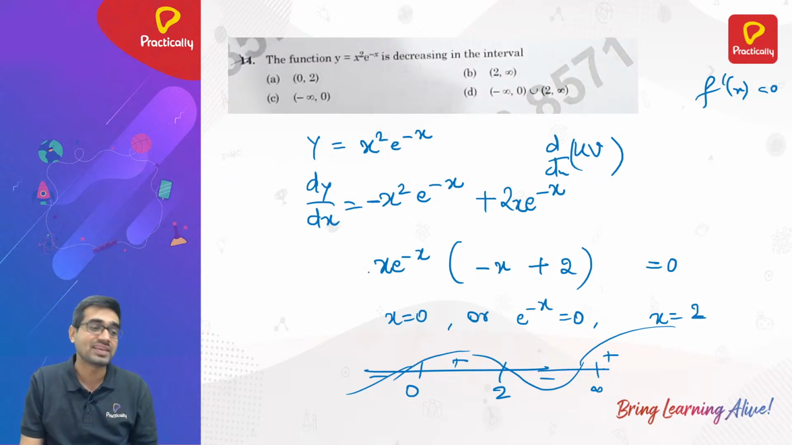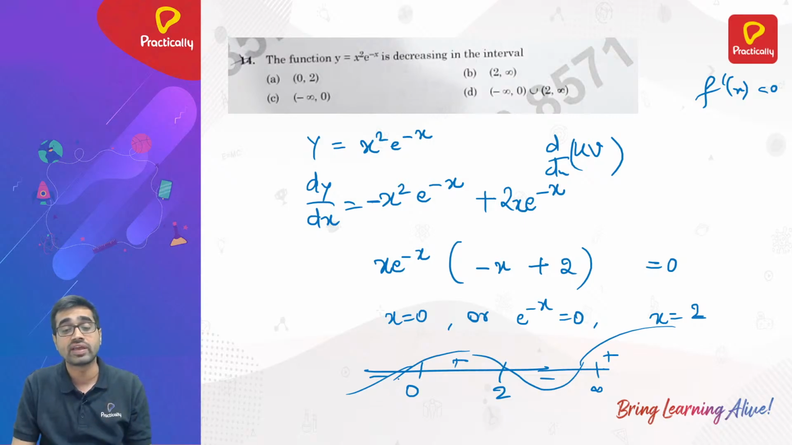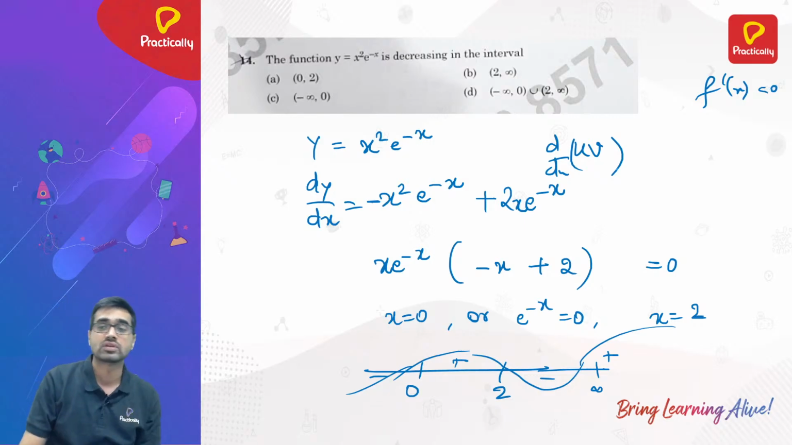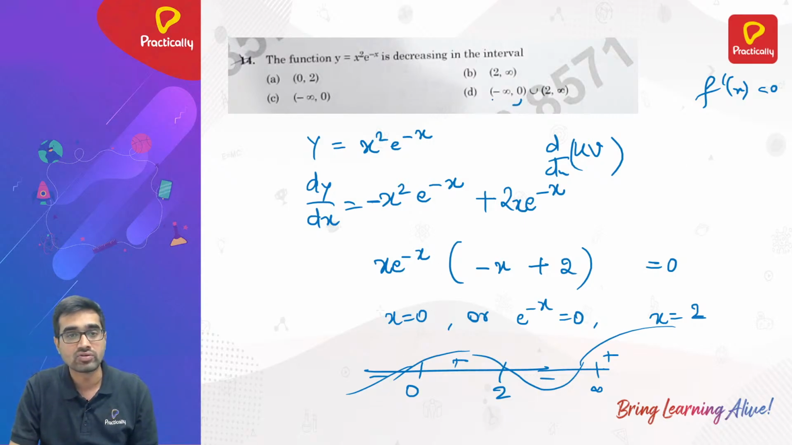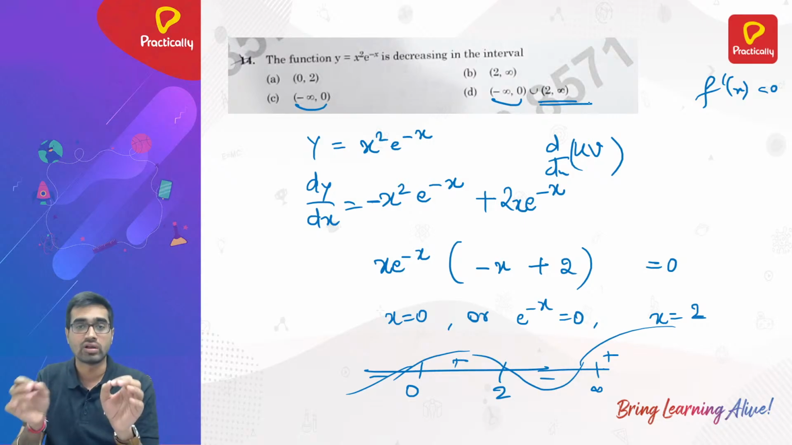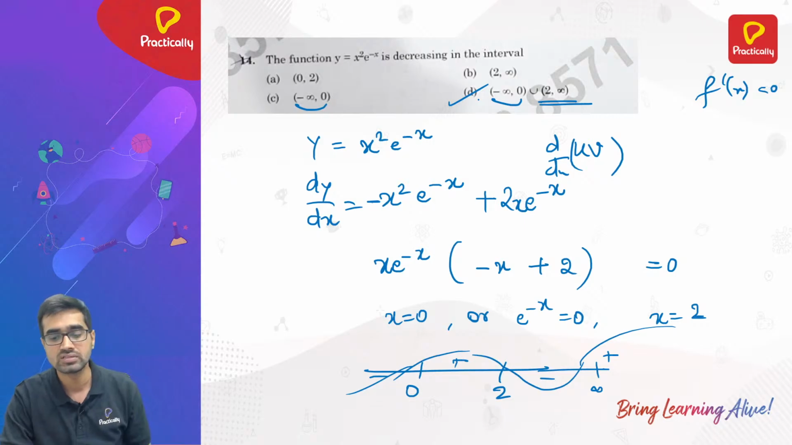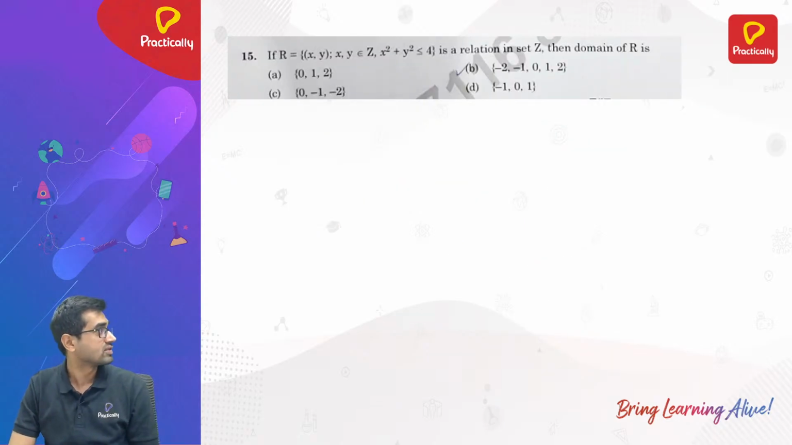So now you see, not BCD. What you have to do is one very simple thing. You have to just see where the region is giving you negative values. Below 0 is giving you negative values. Yes, and between 2 and infinity, yes. Anything between 2 and infinity will always give you a negative value. Correct. So this is our right answer. Simple. Let's solve the next one.